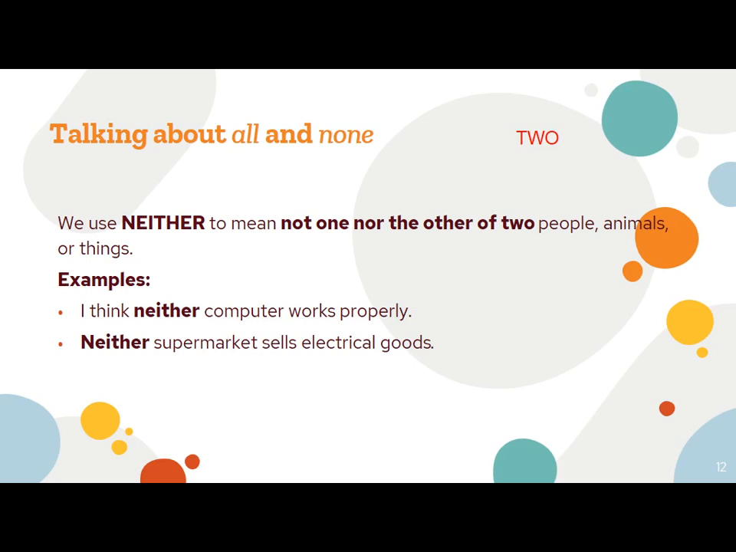So neither in this case: not the student that is right here and not the student that you are arguing with. So that means neither again refers to two different things separated, but taking it as only one thing. That's why we're using neither computer works, neither supermarket sells.